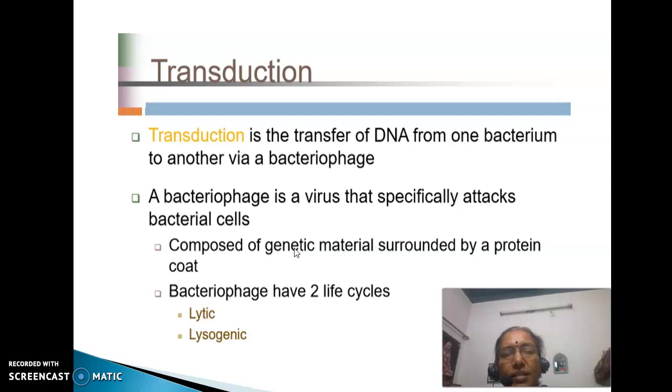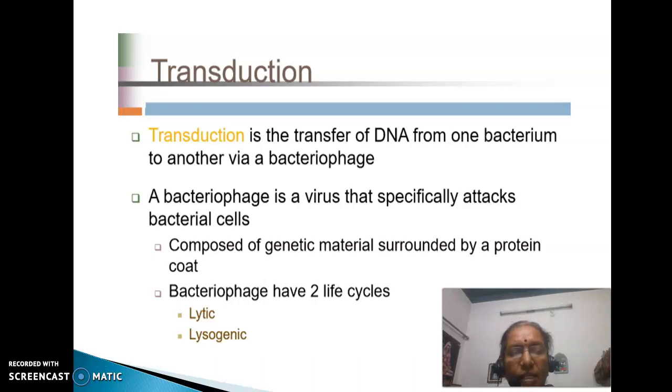The definition of transduction is the transfer of DNA from one bacterium to another bacterium with the help of bacteriophages. We have studied viruses. There are three different kinds of viruses: plant viruses, animal viruses, and bacteriophages. Bacteriophages are the viruses which attack specifically bacterial cells. These viruses, as we all know, have two important components. One is genetic material, which can be DNA or RNA, and they have a protein coat surrounding the genetic material.